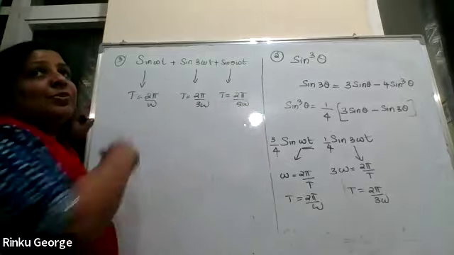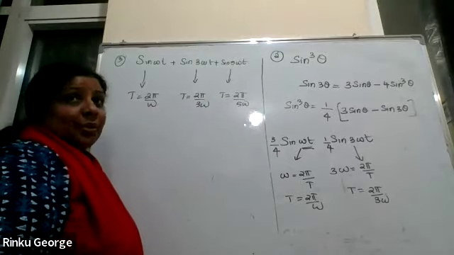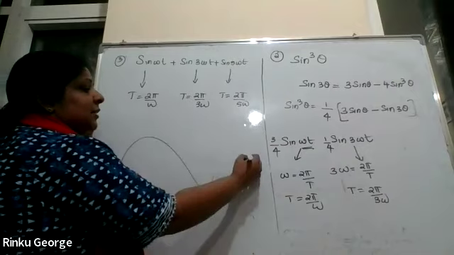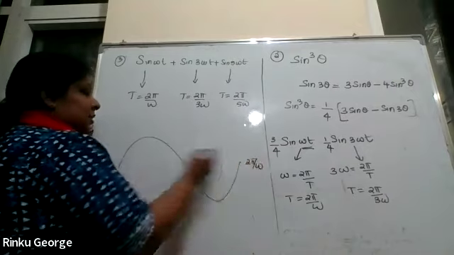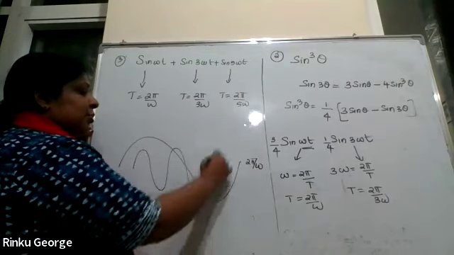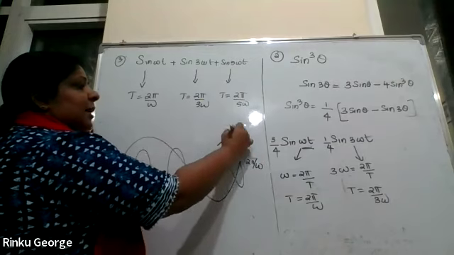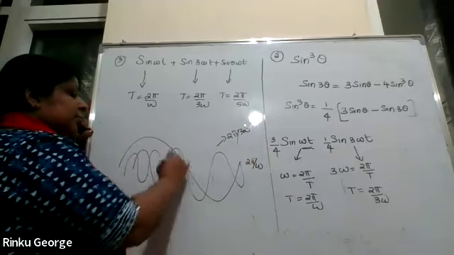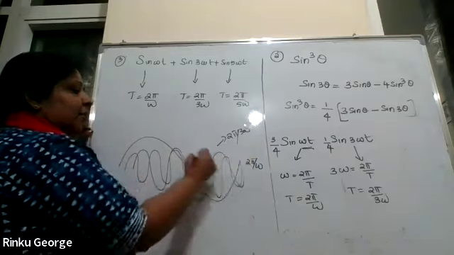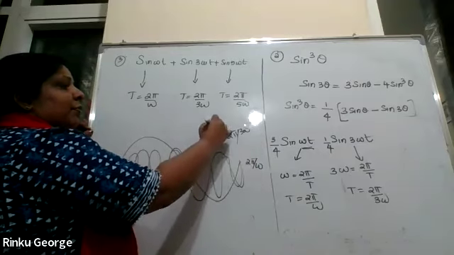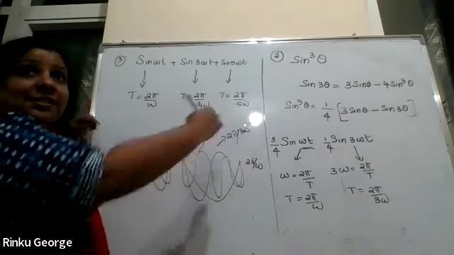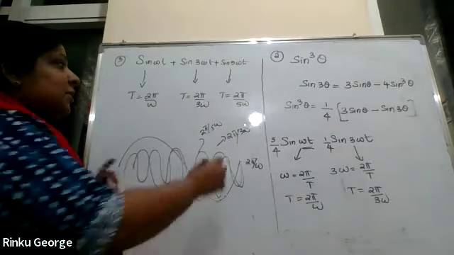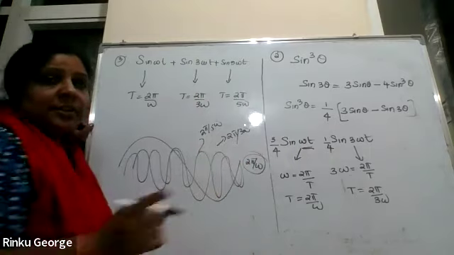So what will be the time period of the combination? The first wave time period is 2 pi by omega. The second one is 2 pi by 3 omega. The third one is 2 pi by 5 omega. This is getting repeated. So the time period of this combination is 2 pi by omega. Is it clear?